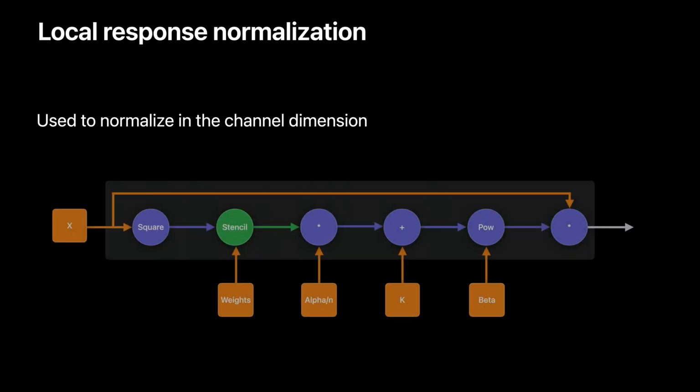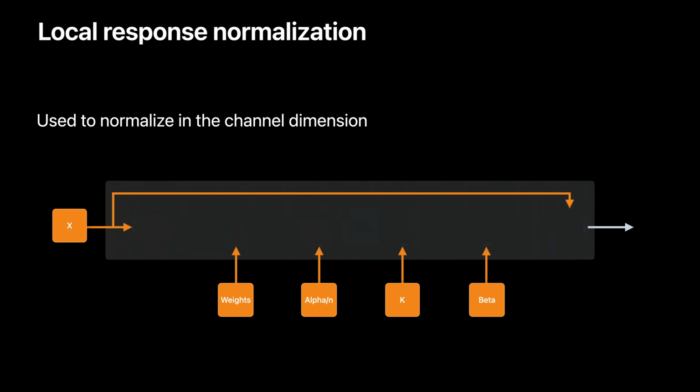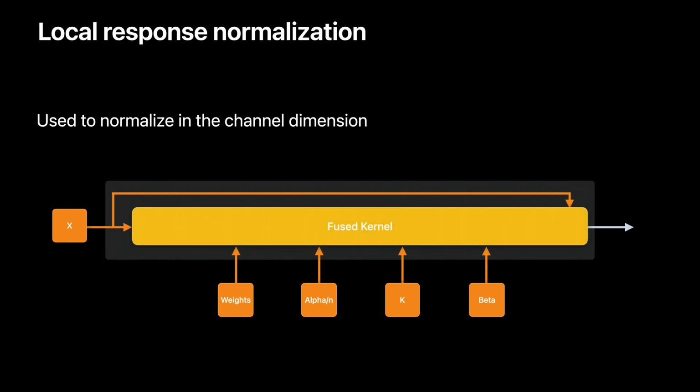Local response normalization is a PyTorch op used for normalizing in the channel dimension. It's very straightforward to implement this with the new stencil operation. Here we see the graph for this normalization technique. We see that it's just element-wise ops around the stencil operation. Without the new operation, multiple dispatches would be needed. Now, since the stencil op supports stitching, this entire graph can be launched in a single dispatch. So that's it for the stencil operator.